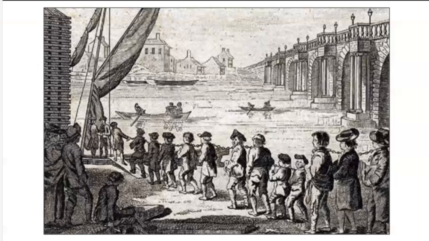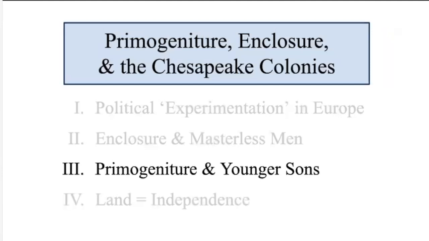That explains why the poor and desperate would take a chance on North America. But why would men of aristocratic birth? And there were those that went to North America as well. This brings us to primogeniture and the problem of younger sons.